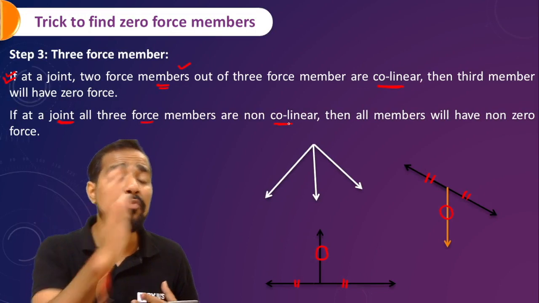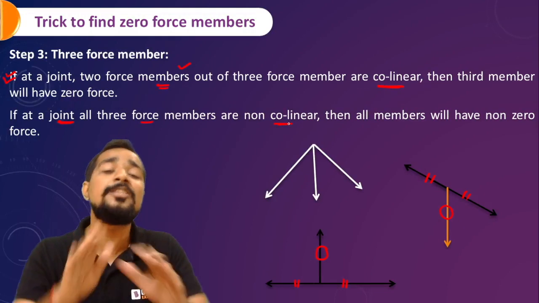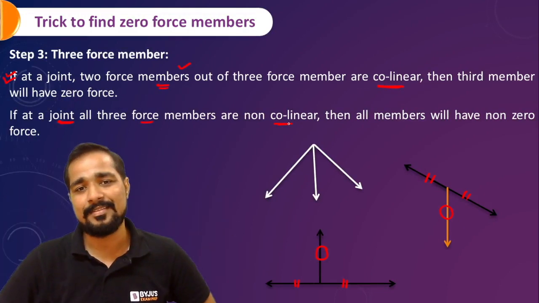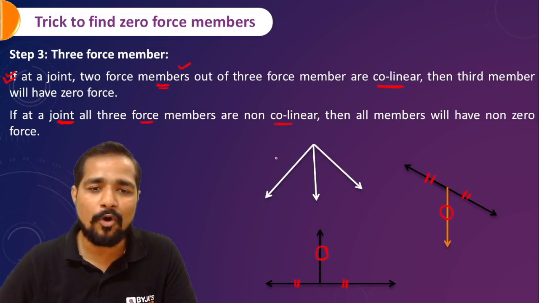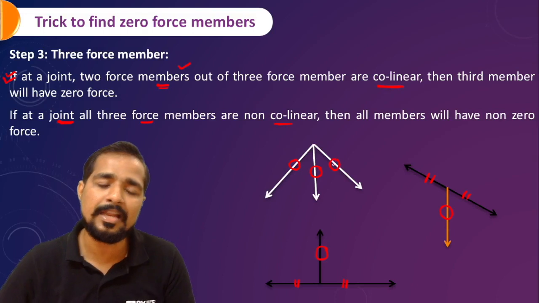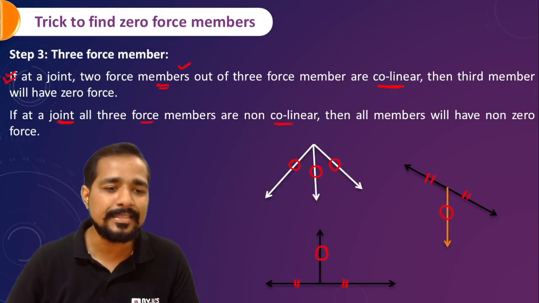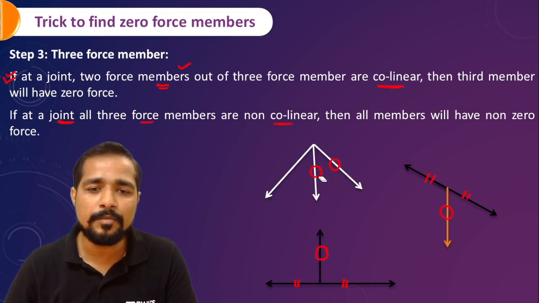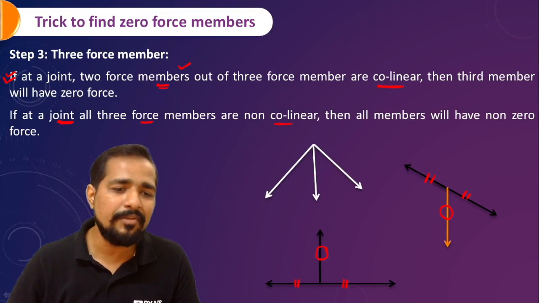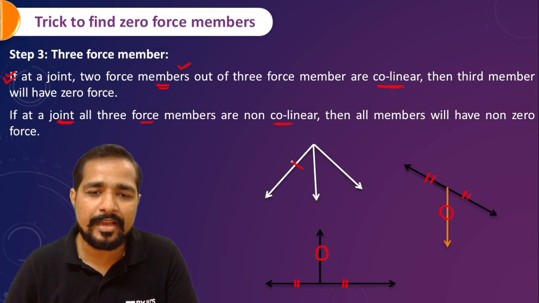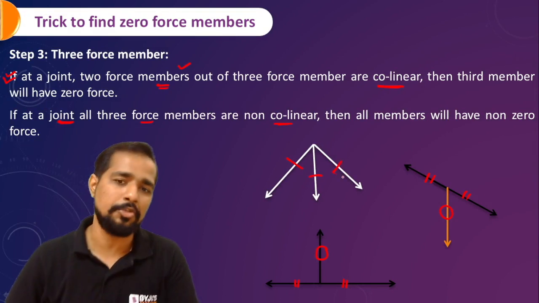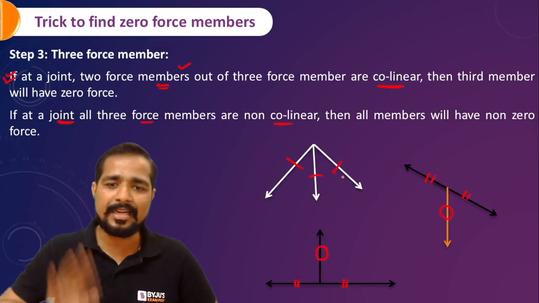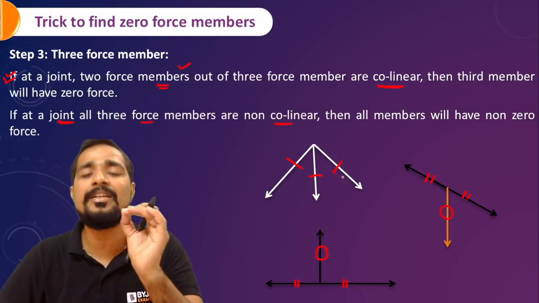After that, I will go for the three force members at which all the three are non-collinear. Then the answer of all the three members will have a non-zero value. Sorry, it is non-zero value, not zero value. I will mark non-zero value with a line like this. Zero means directly I will make a circle. Non-zero, I will draw a line.